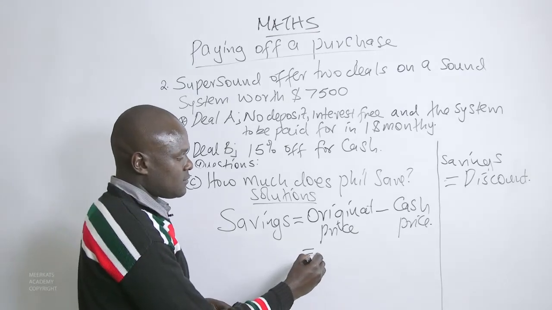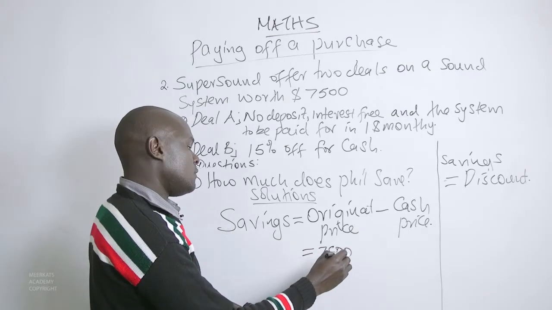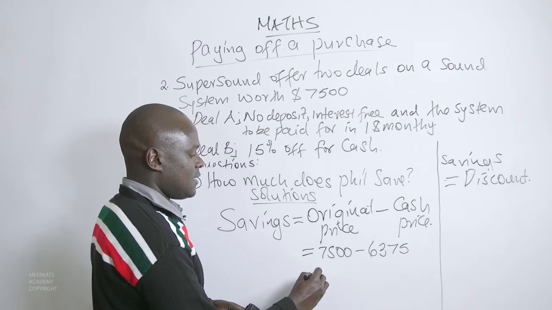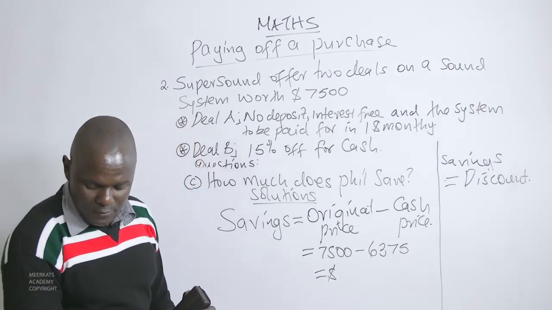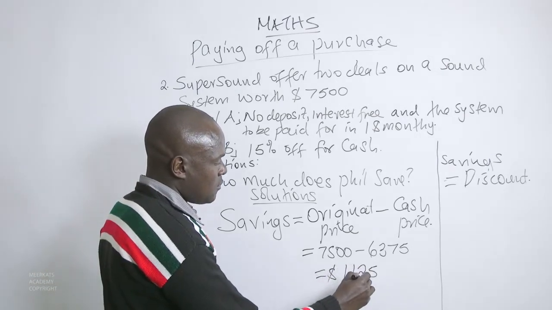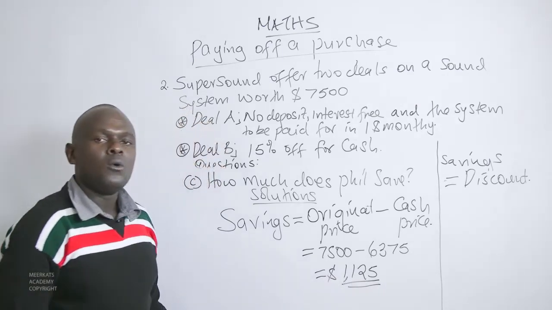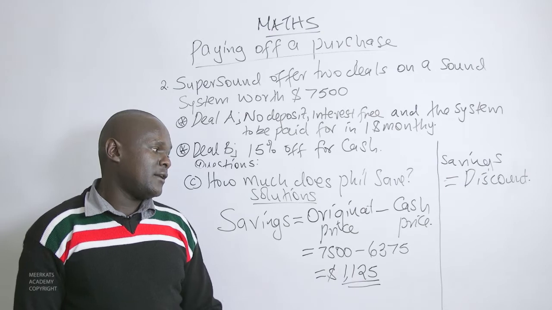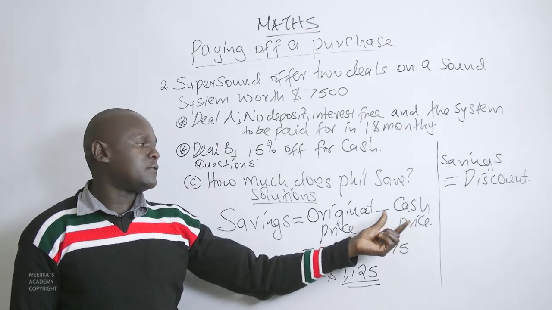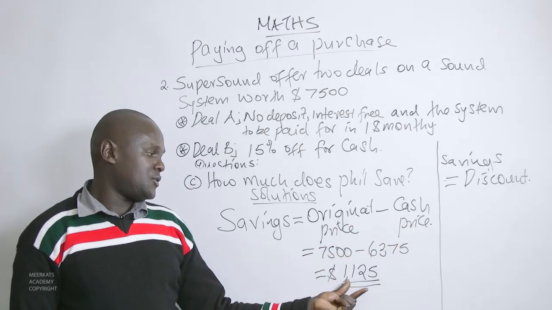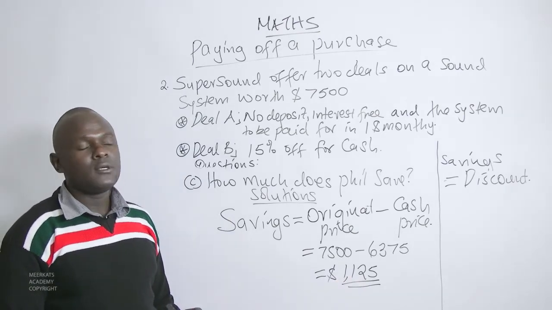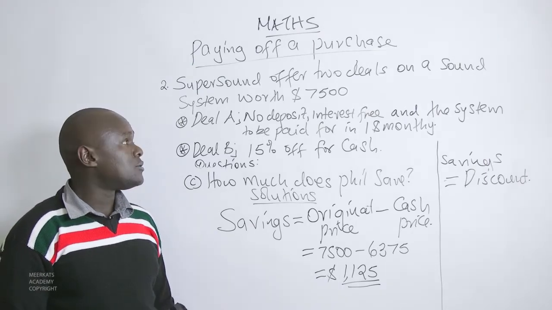So this will give us $7,500 minus $6,375, and this will give us a saving of $1,125. This difference between the original price and the cash price that Phil made is our savings. This is what the person will save. That is the last part of the second example. Let us move on and look at the third one.